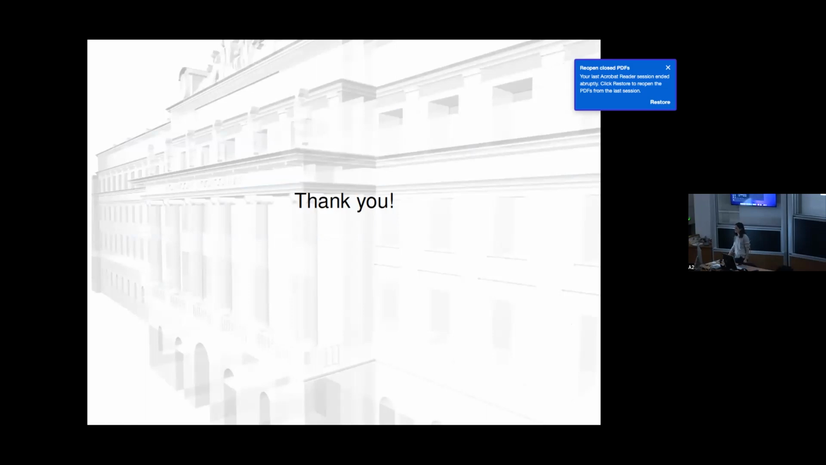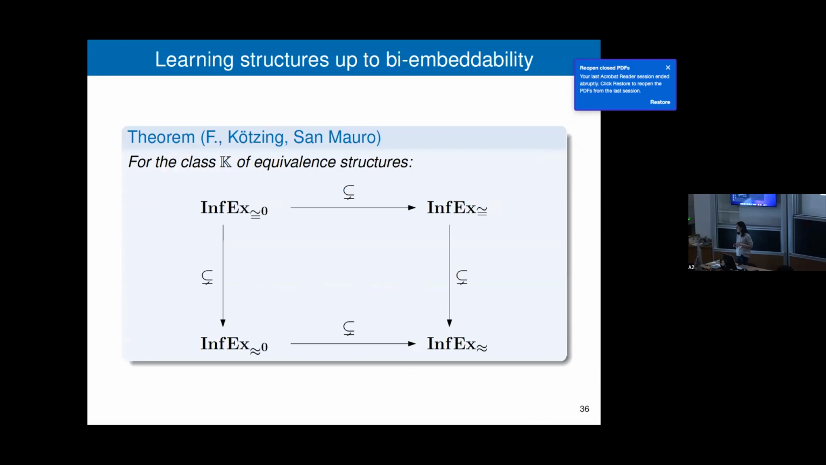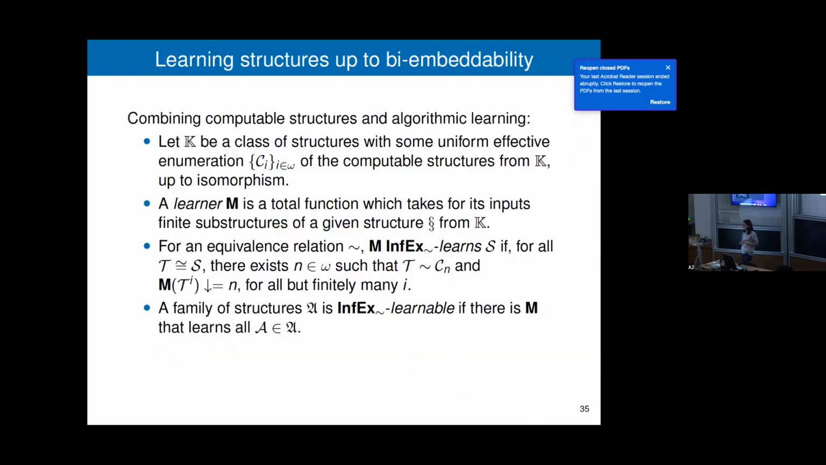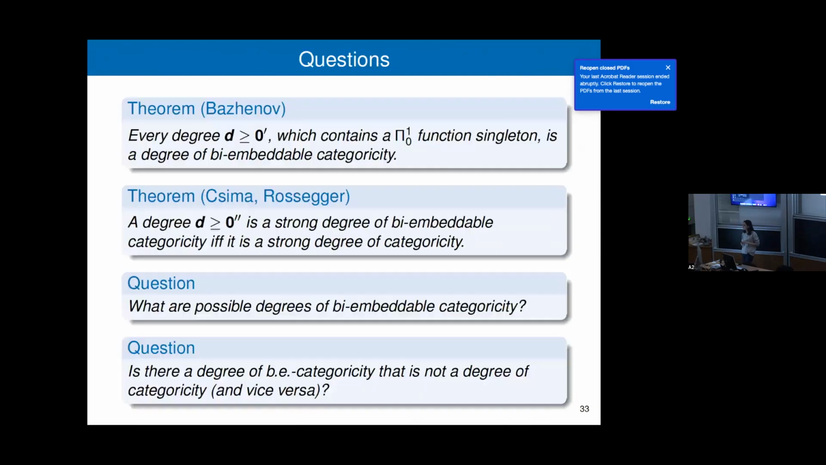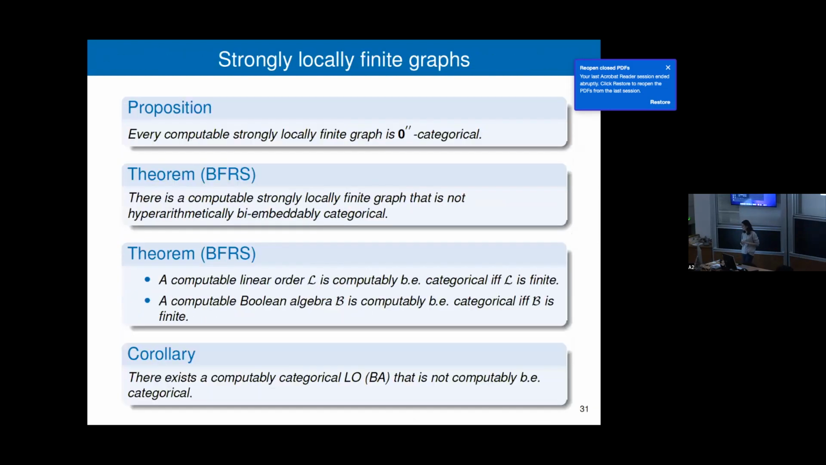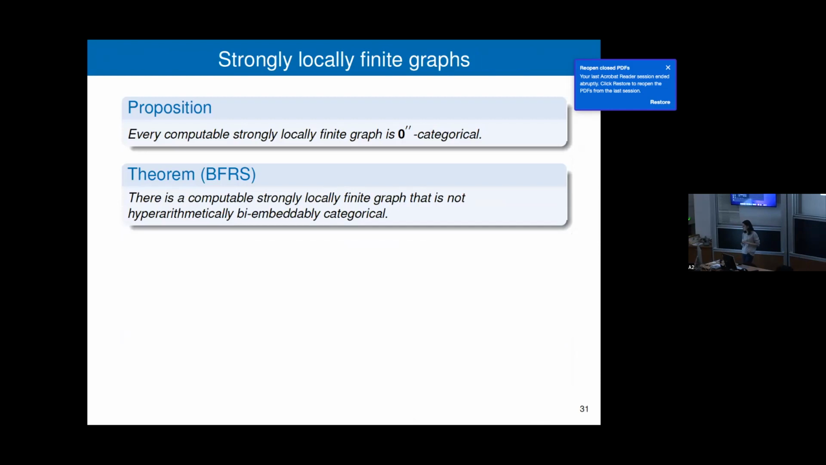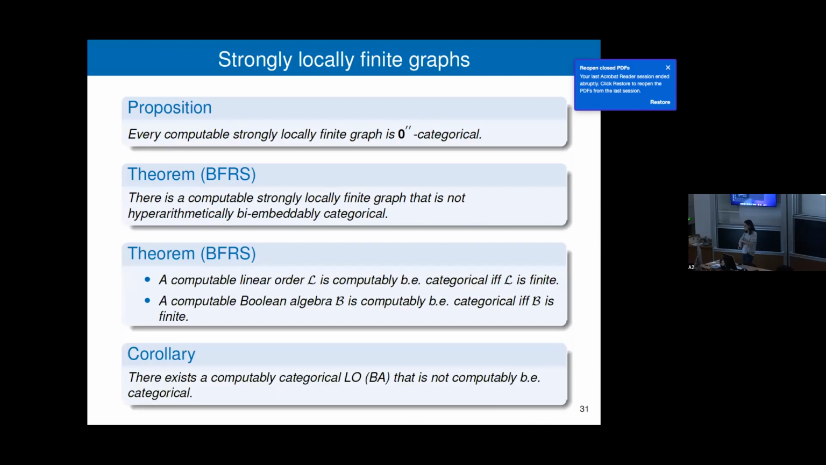If you can go a few slides back. Yes. So your result where you were looking at degrees of bi-embeddability for strongly, yes, that one. You said not pragmatically bi-embeddable. And what's the up and down there? Is it just that?